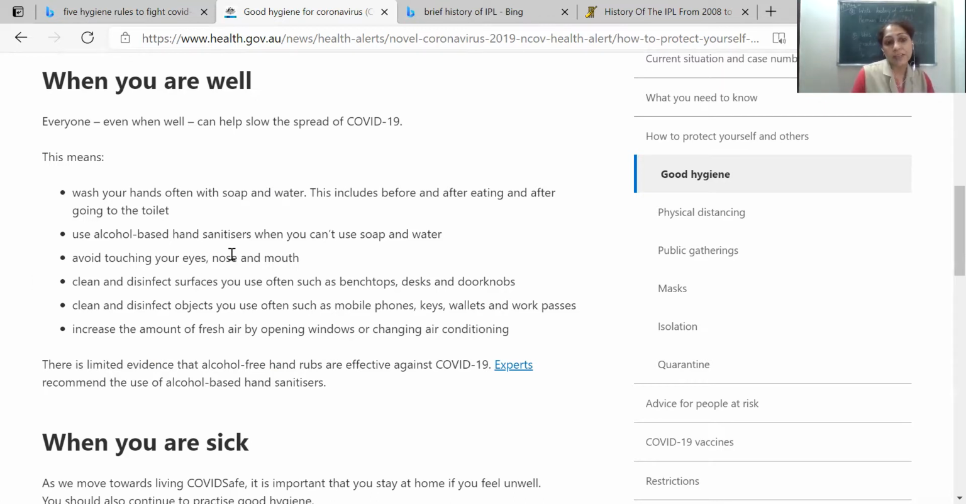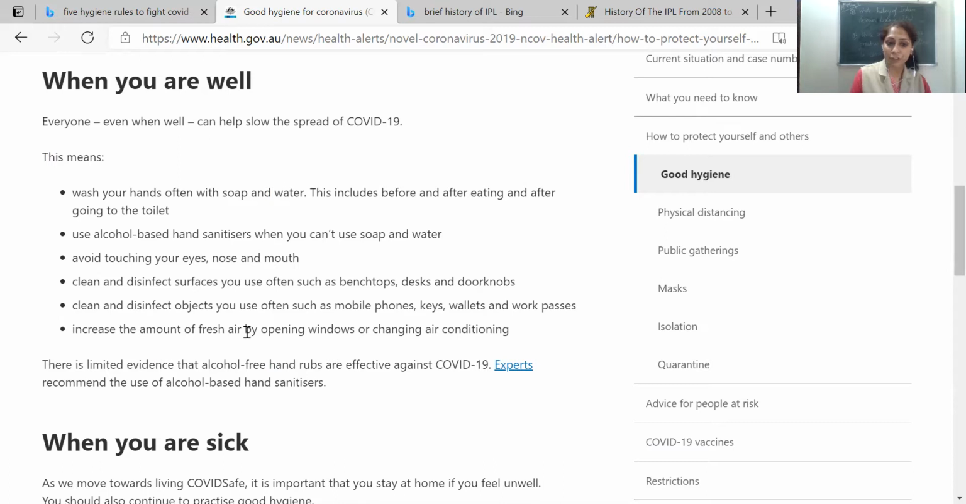Avoid touching your eyes, nose, and mouth. That's why you abstain from touching your eyes and nose, because these are the routes through which the virus can spread and go inside you. Clean and disinfect surfaces you use often, such as bench tops, desks, and your doorknobs also. Wherever you tend to touch, those surfaces have to be disinfected. Clean and disinfect objects you use often, such as mobile phones, keys, wallets, and work passes.